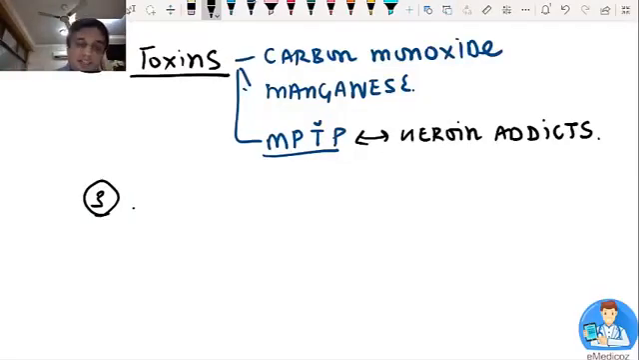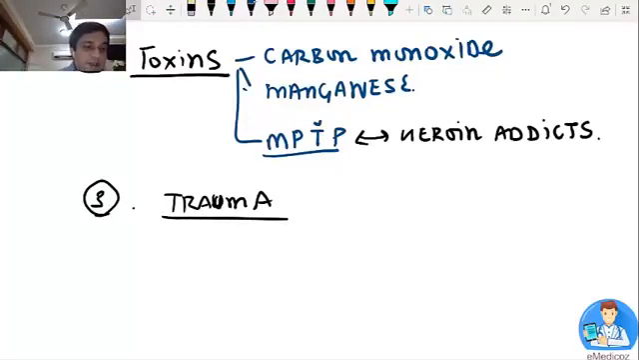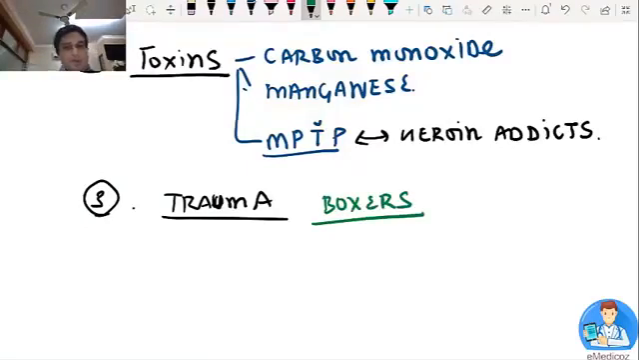Right. Number 3 cause is trauma. Trauma is something which can happen, especially in a recurrent way, in one group of people who are sports persons, which are known as boxers. So recurrent trauma in boxers can expose them to a problem known as Parkinsonism. This is something which we know happened in a great American boxer, Muhammad Ali. He was suffering with Parkinsonism in the later stages of his life due to frequent trauma.